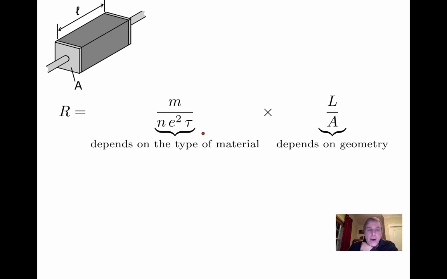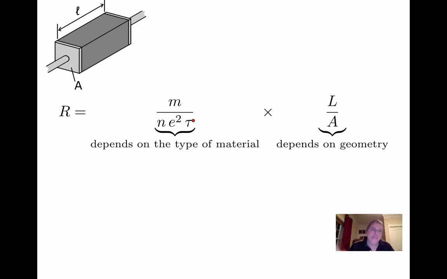We have this equation. Now, notice that these factors depend on the geometry of the resistor. They depend on the shape of the resistor, how big it is, how long it is. These other factors don't depend on the size of the resistor. They depend on the mass of the electron, the elementary charge, the density of free electrons, which depends on the material, and the average time between collisions, which also depends on the material.